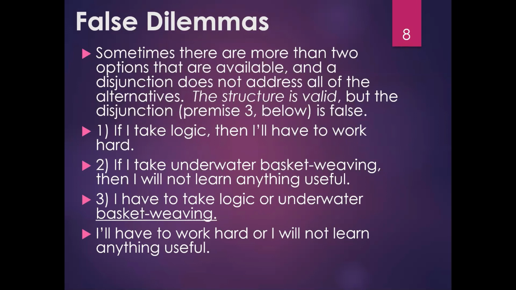Now, we have to keep in mind, right, the structure here is perfectly fine. So this is a constructive dilemma. This is a valid deductive argument. But a false dilemma is when the disjunction, in this case, again, premise 3, is false. It would be quite rare for somebody to be forced into that situation where you have to take one of those two courses.